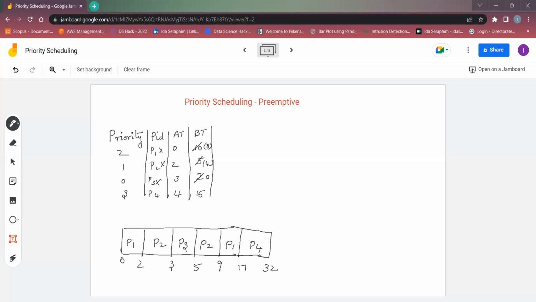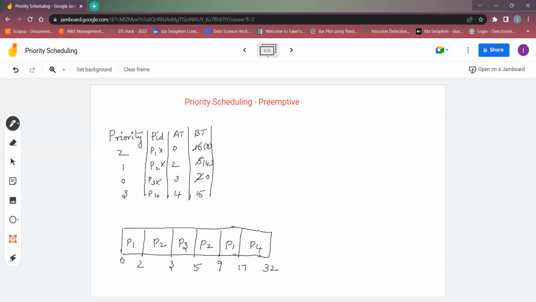So it is over. In preemptive priority scheduling, when a process with higher priority comes in, the previously executing lower priority process will be thrown out, and the process with the higher priority will be given the CPU to execute. This is how it works. Priority scheduling depends on the priority value of the process, and it works according to that.